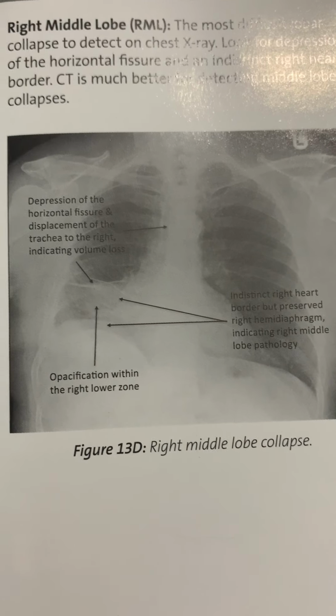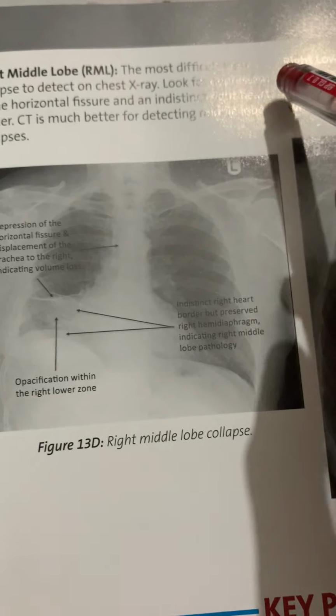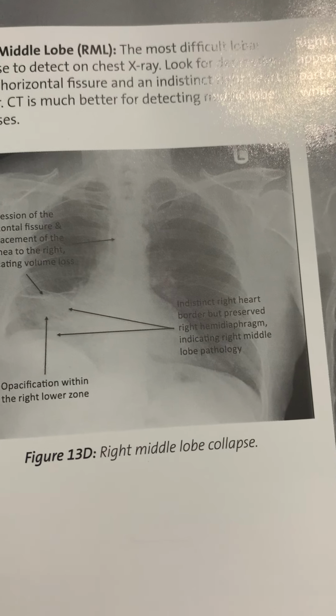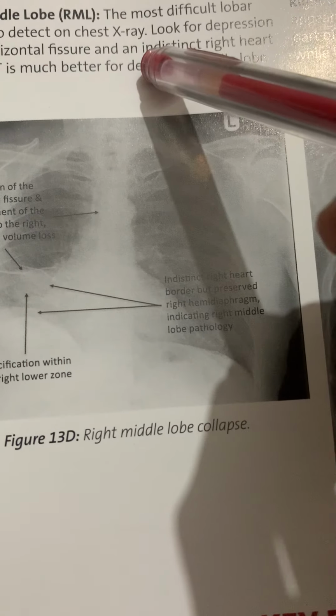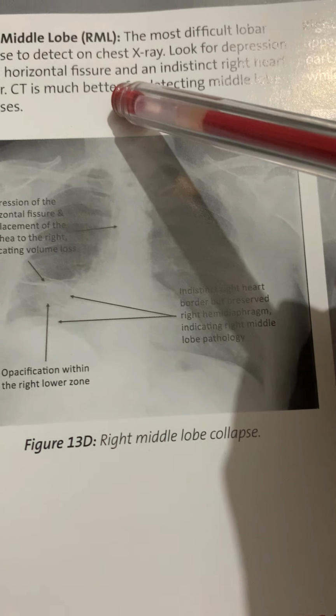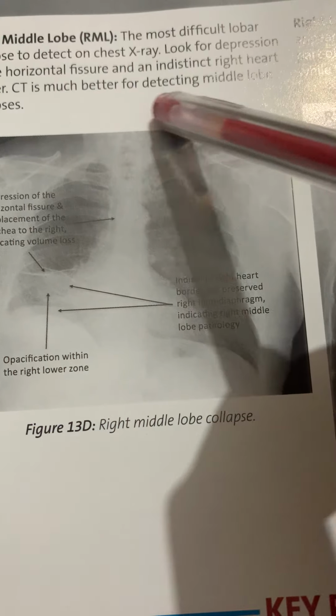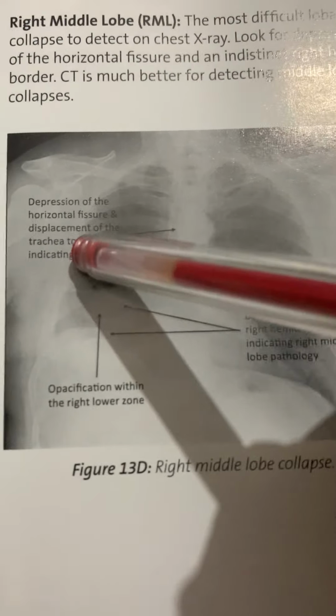Now right middle lobe. The most difficult lobar collapse to detect on chest X-ray is the right middle lobe. Look for depression of the horizontal fissure and an indistinct right heart border. CT is much better for detecting the middle lobe collapse.